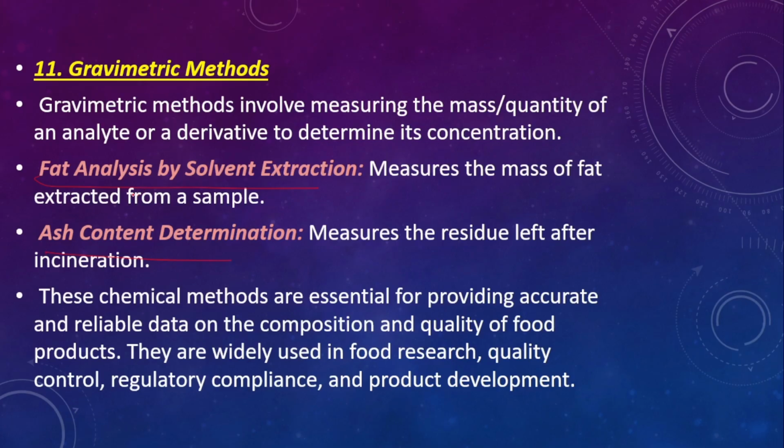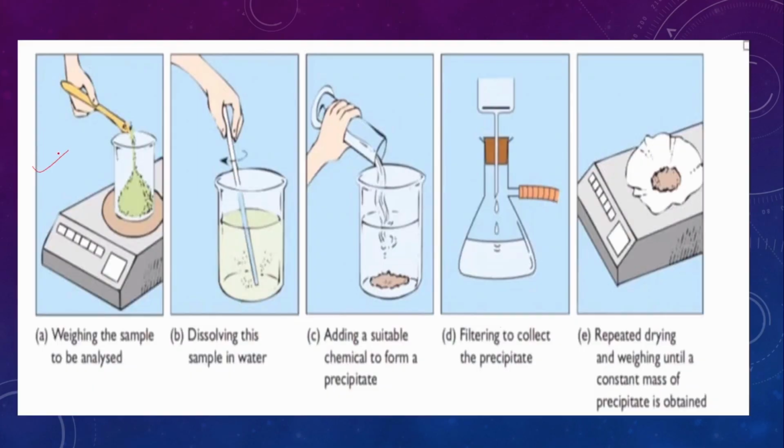And solvent extraction is essential for quality control, nutritional labeling, and compliance with the food safety regulations. Ash content determination measures the residue left after incineration. These chemical methods are essential for providing accurate and reliable data on the composition quality of the food products, widely used in food research, quality control and regulatory compliance in the product development. This is the gravimetric method.